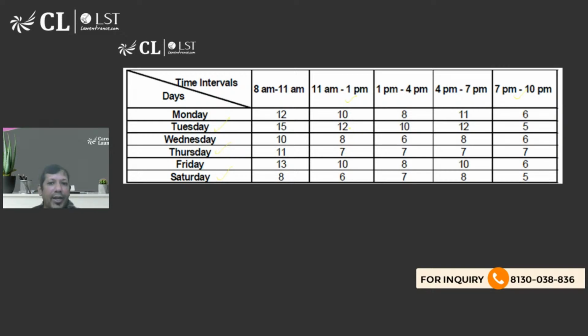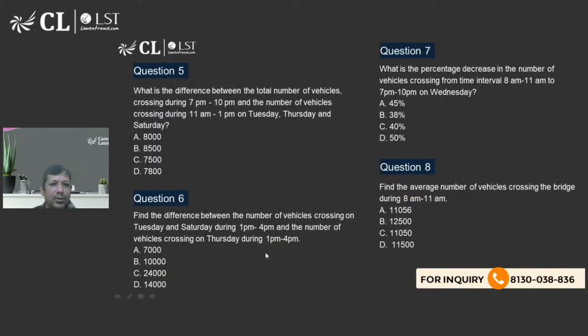So don't add up the numbers, 3 numbers. 12 minus 5 comes out to be 7. 7 minus 7 comes out to be 0. And 6 minus 5 comes out to be 1. So my answer to this question is going to be 7 plus 0 plus 1, and that's going to be 8,000. Simple. So the answer of the first question is option A. Now the second question.